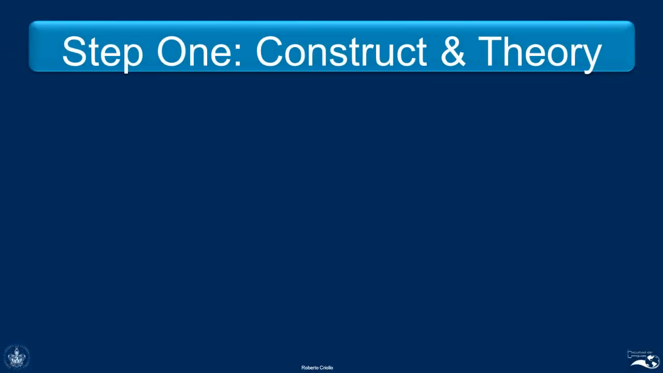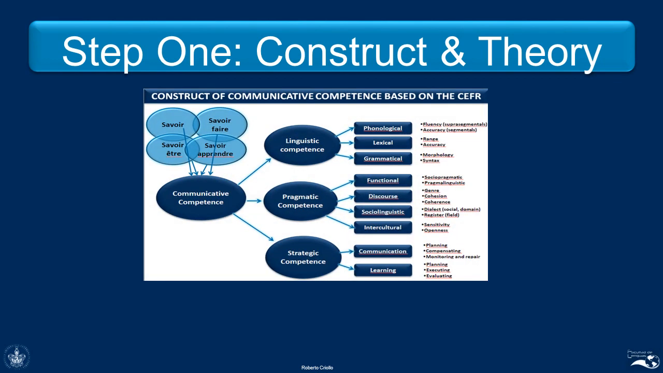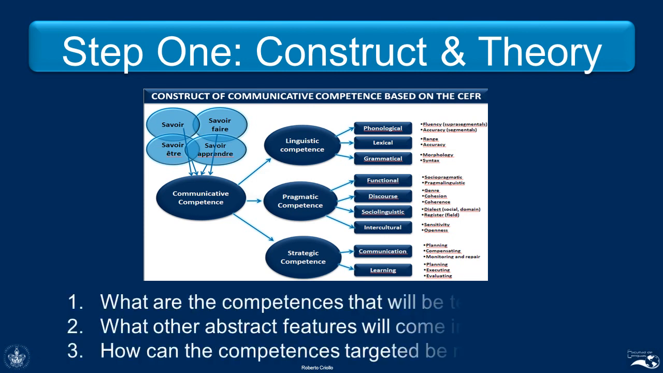So every time that we're going to design a language test, we need to look at the model of communicative competence and ask ourselves these three basic questions. Number one, what are the competences that I want to test? Number two, what other abstract elements will come into play when I design my exam? And finally, and most importantly, how can the competences that I'm targeting be made visible? How am I going to operationalize my construct?